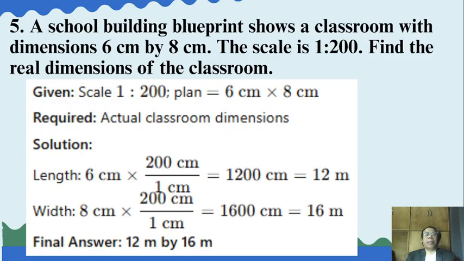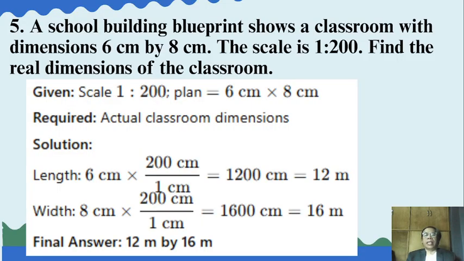Practice problem number 5. A school building blueprint shows a classroom with dimensions 7 centimeters by 8 centimeters. The scale is 1:200. Find the real dimensions of the classroom. So we're given a scale 1:200. And on the plan you have 6 centimeters by 8 centimeters. So the actual classroom dimensions is required.